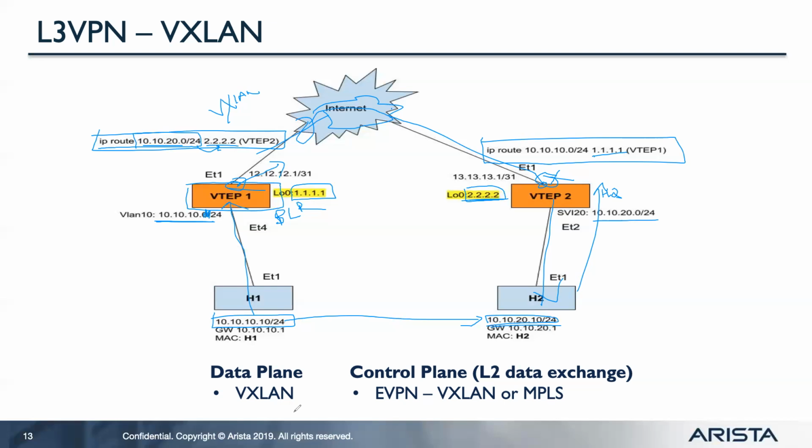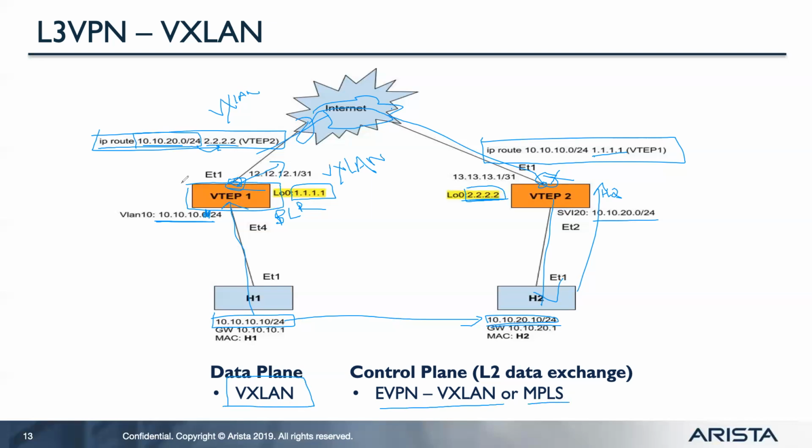done, right? So basically what we are using as a data plane, which headers we are adding for data plane traffic, ICMP traffic, VXLAN, right? So our data plane is VXLAN in this case, right? And what is the control plane? So the control plane we will be using is EVPN VXLAN, right? Or we can also use EVPN with MPLS.